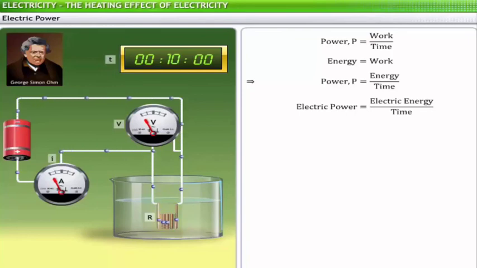When an electric current flows through a conductor, the rate of consumption of electricity by an electric circuit is also the rate of dissipation of electrical energy in the form of heat through the conductor. We had seen earlier that electrical energy is expressed as W is equal to VIT, or W is equal to I square RT.